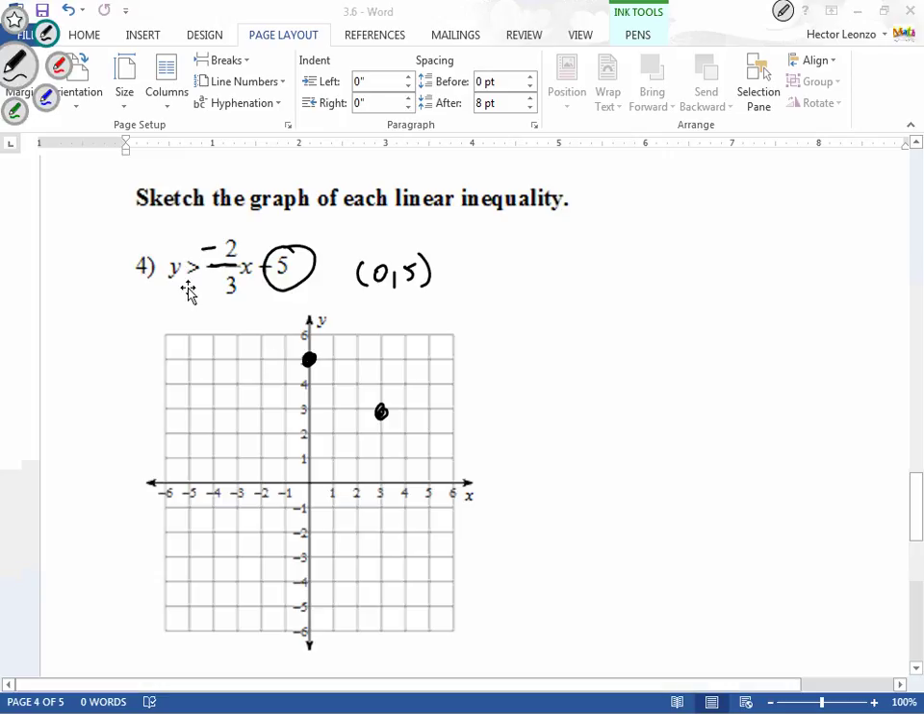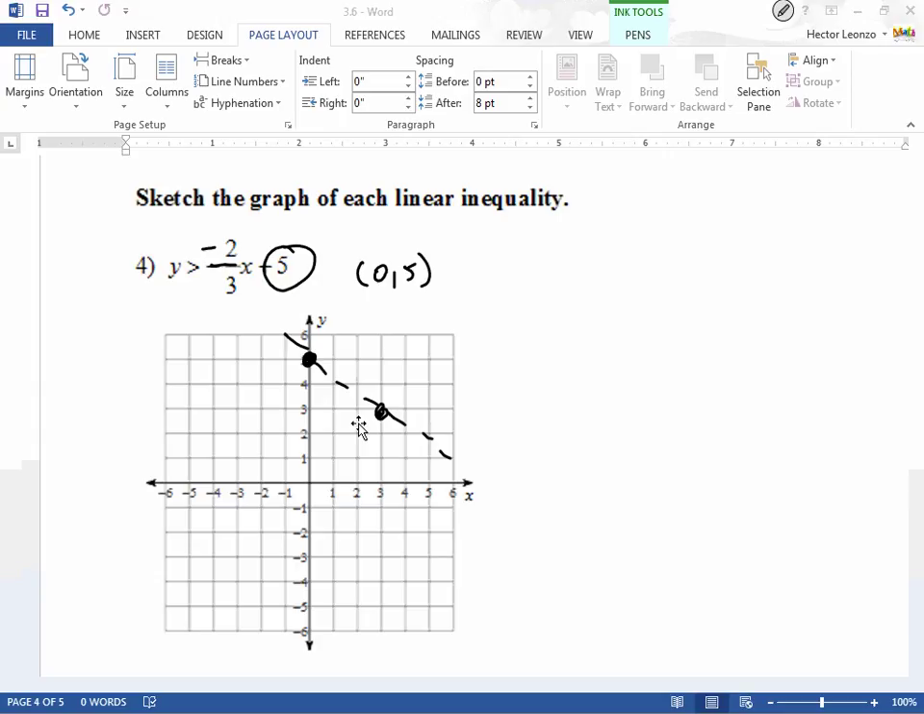Looking at my inequality sign, notice how it's just greater than, not greater than or equal to. That means my line is going to be dotted. Then I'm just going to do the best that I can, something about there. So it's going to be a dotted line. Once again, any point on the line does not give me a true statement.